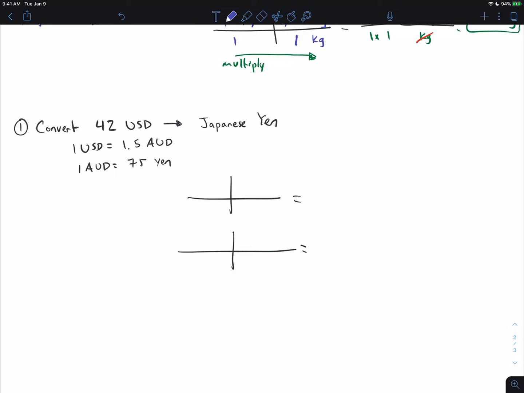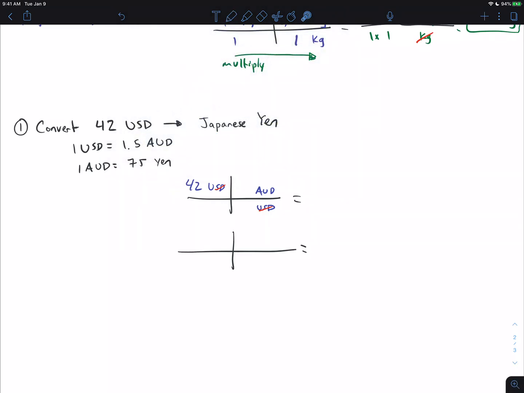What I start with always goes in this top corner right here. So what I have here is 42 US dollars. And I want to convert this with my key here. I want to get rid of US dollars and put Australian dollars. So Australian dollars is going to be on the top. That's what's going to replace US dollars. And I want to get rid of US dollars, so I'm going to put it on the bottom. This will make sure US dollars and US dollars cancel.